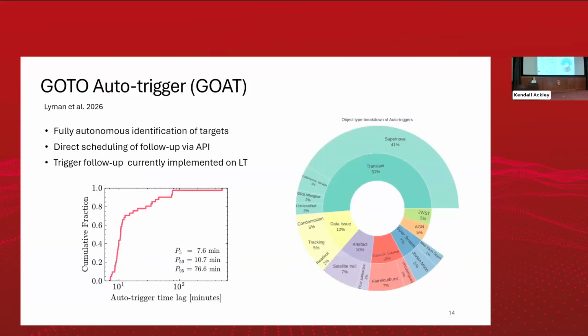We also have a system, once we've identified something is probabilistically interesting, we go to what's called the GOTO auto trigger, the GOAT. So this is fully autonomous identification of targets. It runs through an API, and we basically say this particular transient is interesting, send it off to what we call the Liverpool telescope and get either further imaging or spectroscopy. And with the auto trigger time lags, you can see roughly along these time scales and their particular breakdown of what candidates are returned.